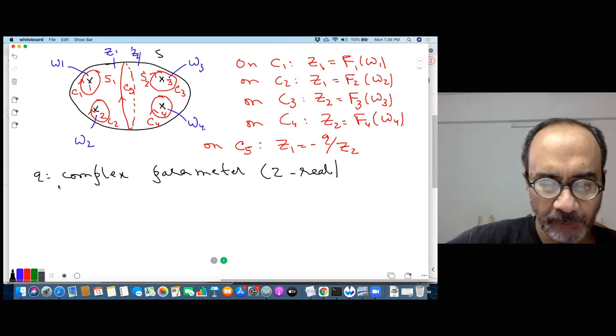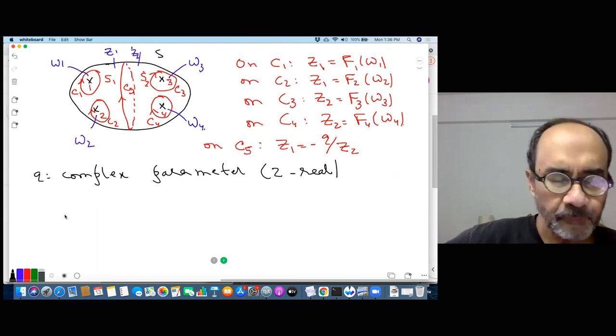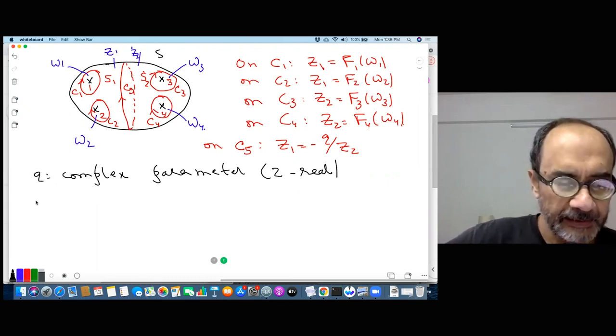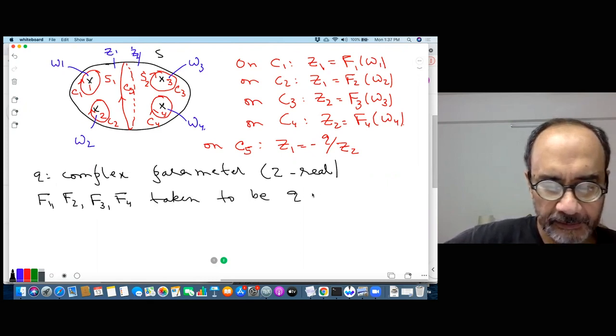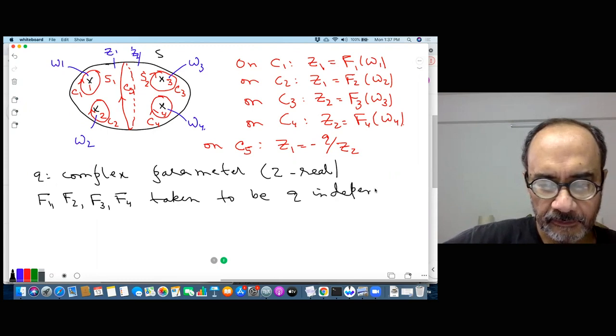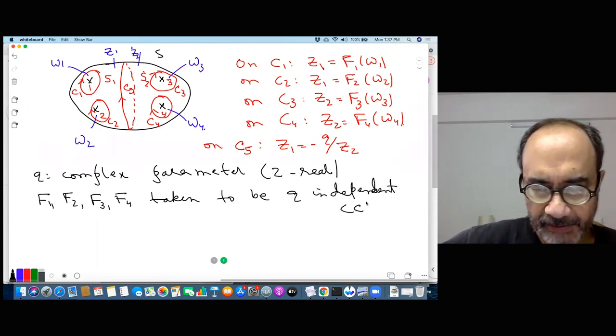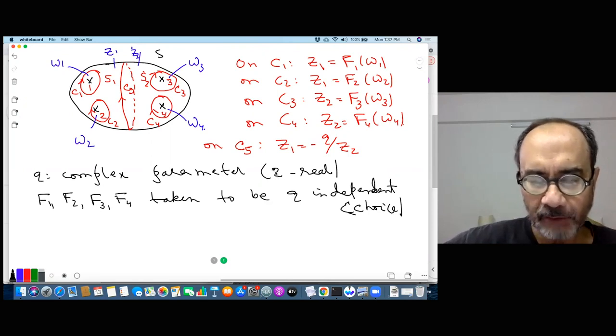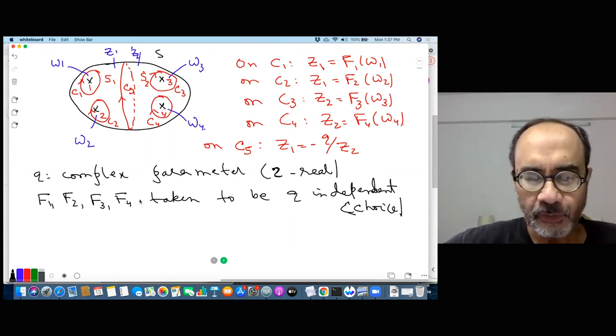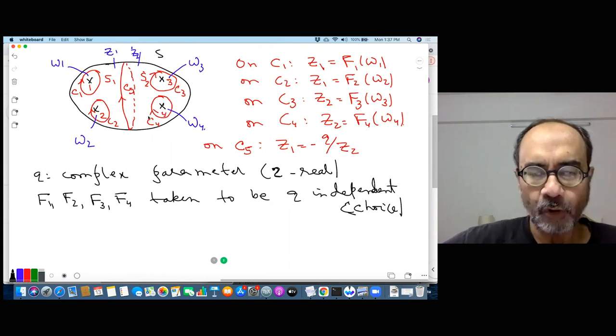This will eventually play the role of the parameter that labels the section. And note that I have taken the F1, F2, F3, and F4 to be Q independent. But this is just a matter of choice. In fact, I'll illustrate this by this example, but I'll leave it as an exercise to check that even if you include some Q dependence on these functions, eventually the final result for on-shell amplitudes remains the same.